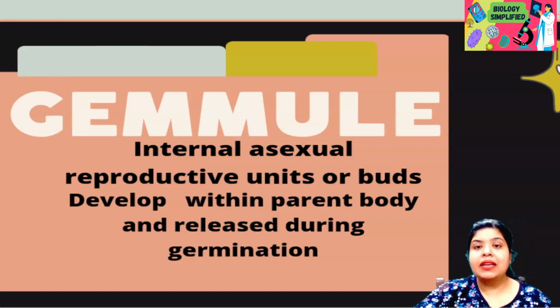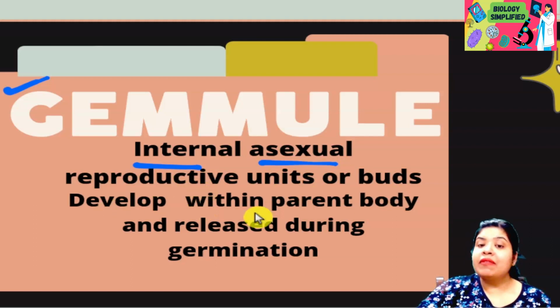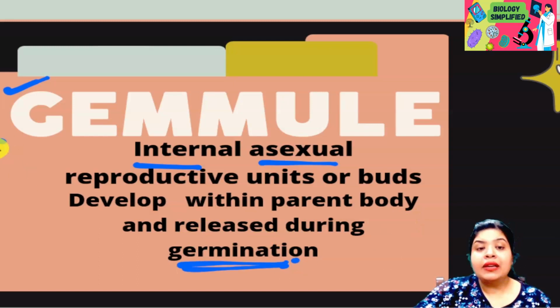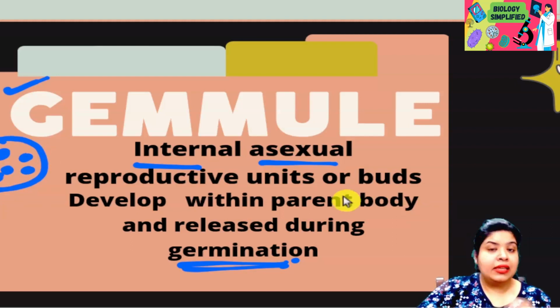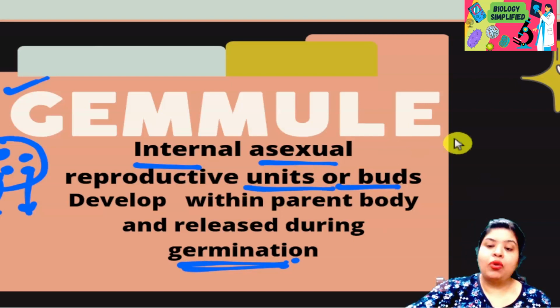Lastly, we have Gemmules. And what are Gemmules? They are internal asexual reproductive units or buds which develop within the parent body and they are released during germination. So internally only, these Gemmules are going to be formed. Within the body these buds develop, and once germination occurs, they are released out. So we call them internal reproductive units or buds.